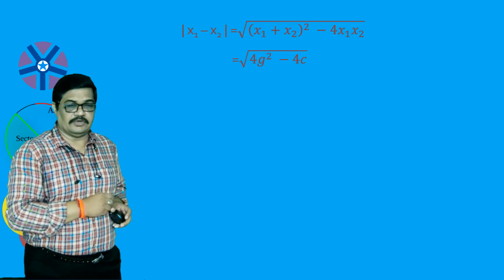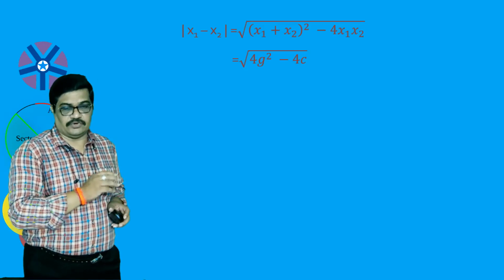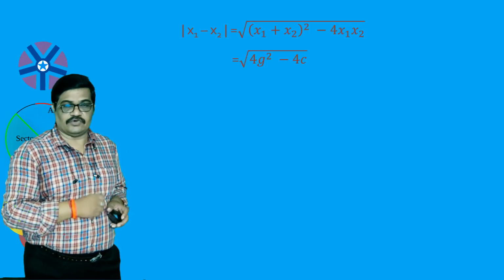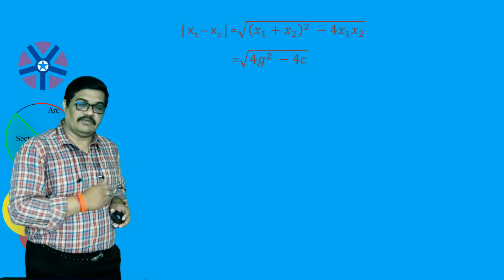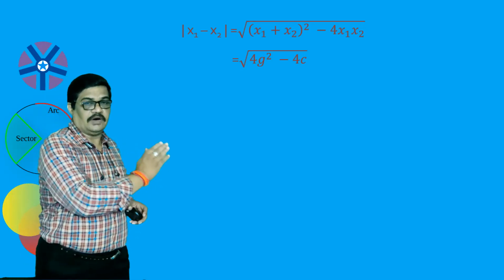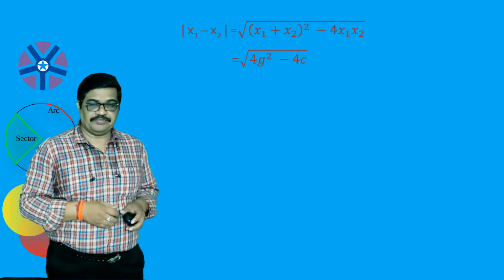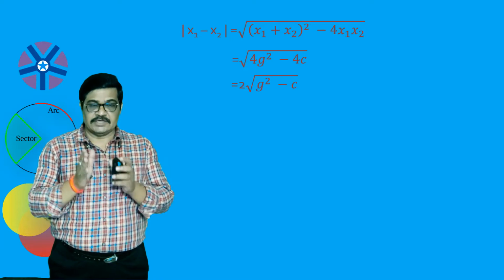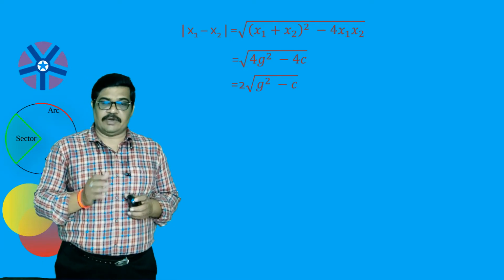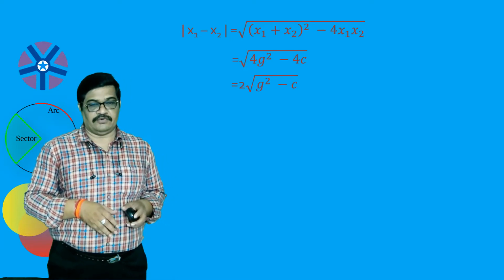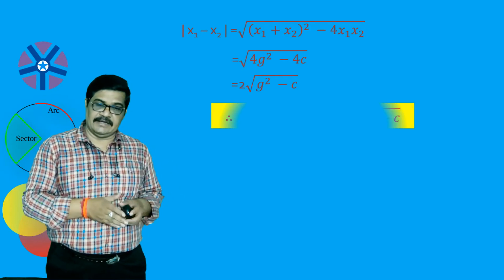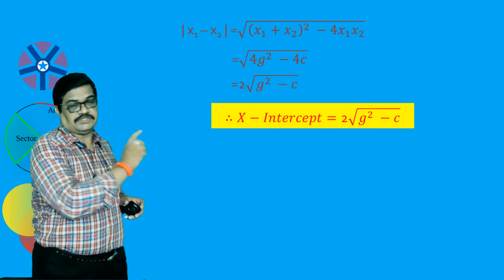We have to substitute: that is (2g) whole square, that is 4g square, minus 4 into x1 x2, which is c, that is 4c. Okay, 4 is common. We are getting 2 into root of g square minus c. That is the length of AB, which is the modulus of x1 minus x2. So therefore, the length of the x-intercept made by the given circle is 2 into root of g square minus c.